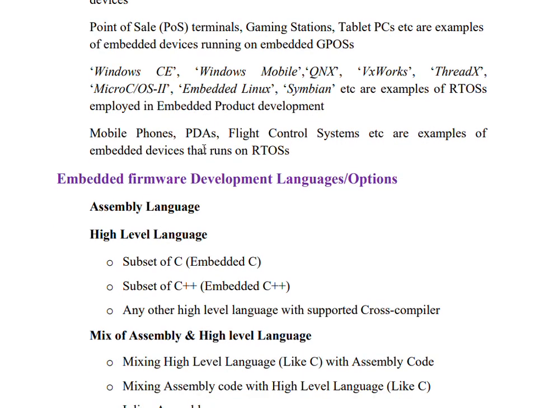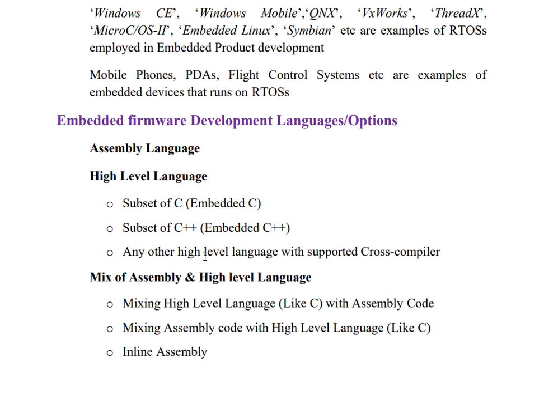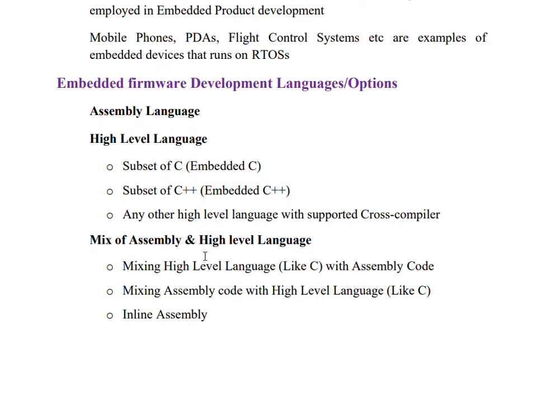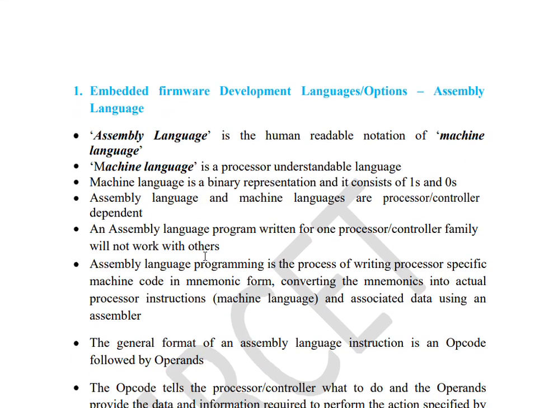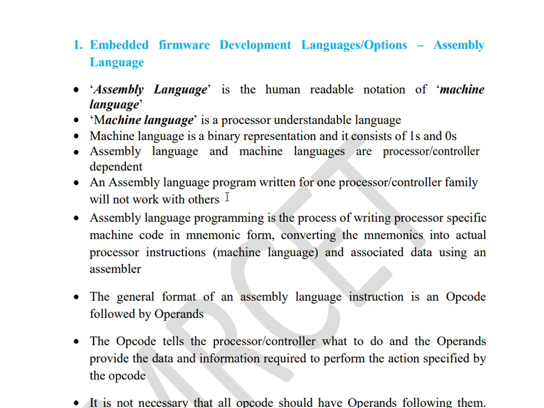Next, coming to the embedded firmware development languages or options. We have high level language, that is a subset of C programming, that is embedded C and embedded C++. And then we have a mix of assembly and high level language, that is mixing high level language with assembly language and also inline assembly. The first one would be assembly language. Assembly language is a human readable notation of the machine language.